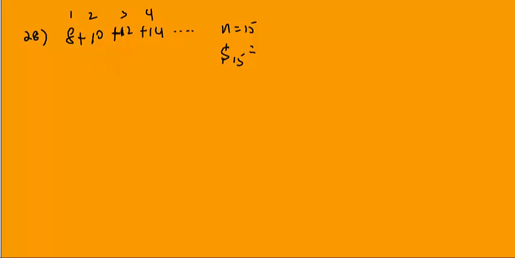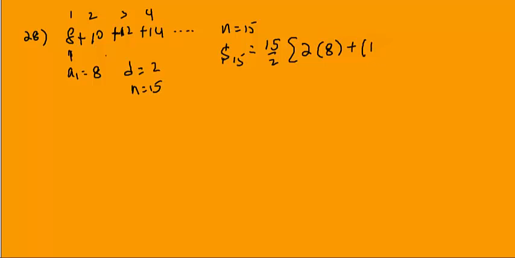My a sub 1 is 8. My difference is plus 2, and my n is 15. So my formula will be 15 over 2, all that times 2 times a sub 1, which is 8, plus n minus 1, which is 15 minus 1, times the difference, which is 2. Okay, let's clean this up.